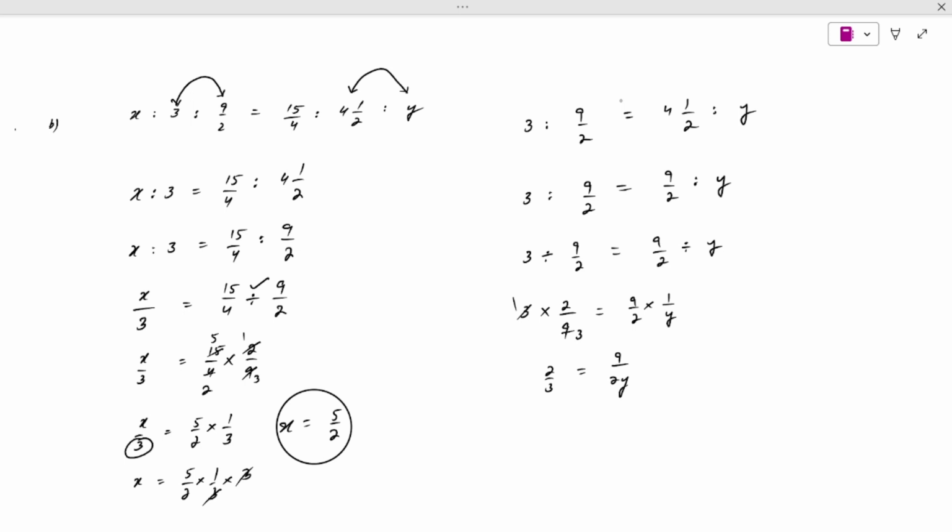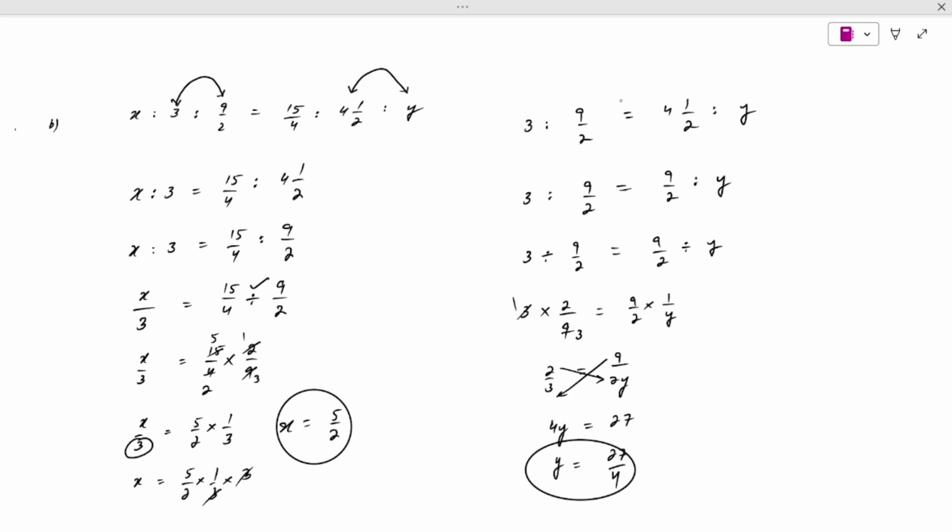Cross multiplying, we get 2 twos are 4y equals 9 threes are 27. We multiply 9 by 3 and 2 by 2y to get 4y equals 27. So the value of y now is 27 over 4. This becomes the value of y, and we can also convert this into a mixed fraction, but I am leaving it here as the value of y. This becomes the answer of the question, and this was question number 10.